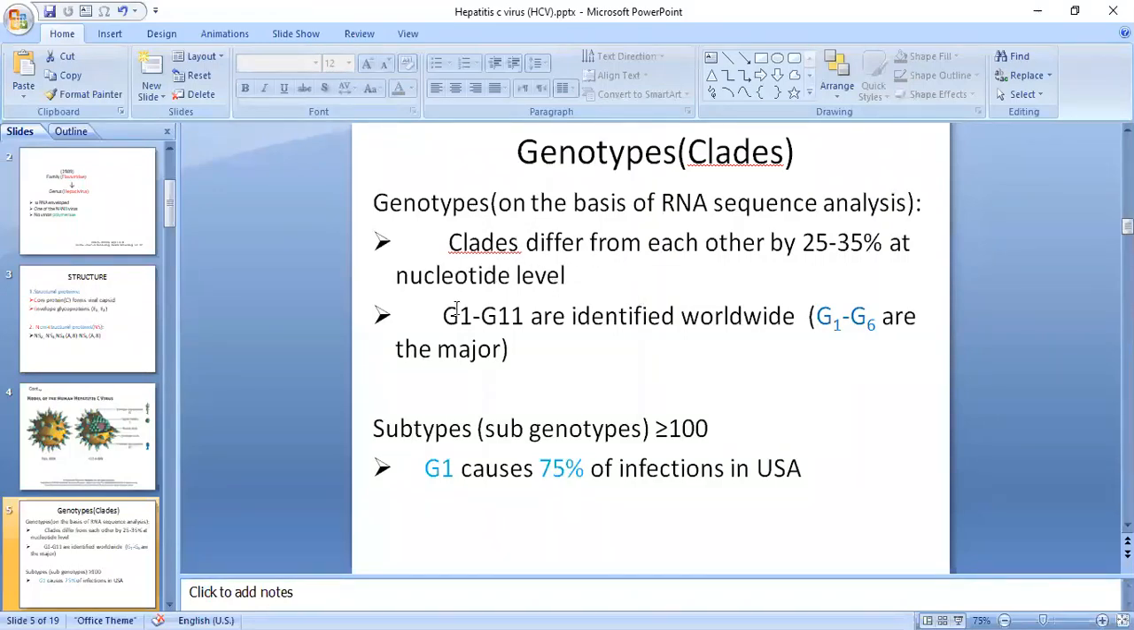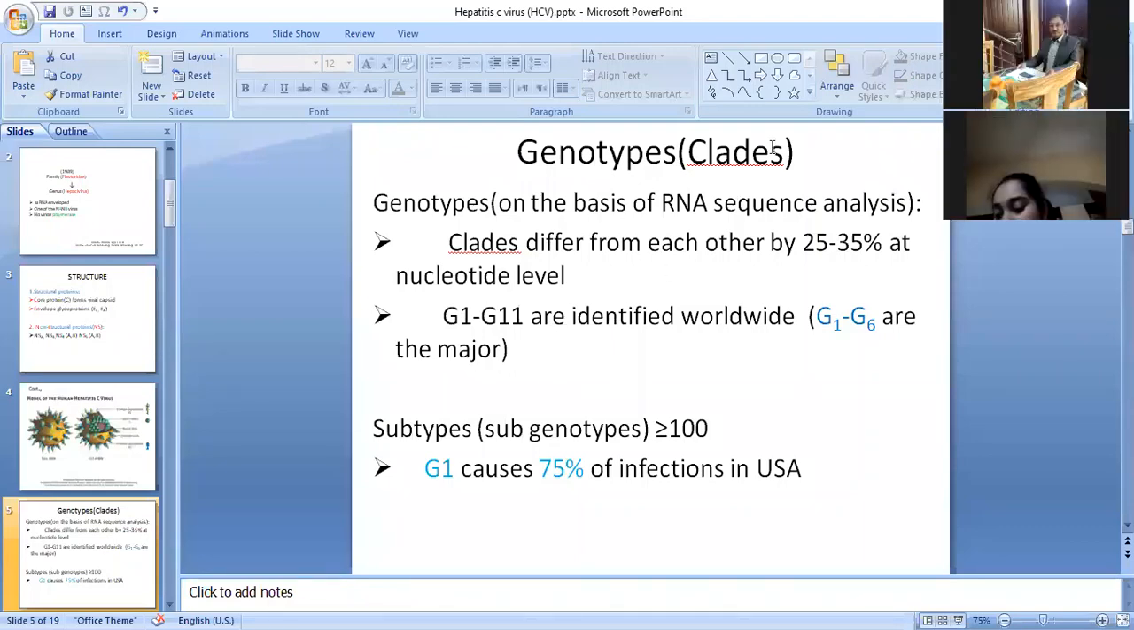So there are 11 genotypes worldwide, from G1 to G11.